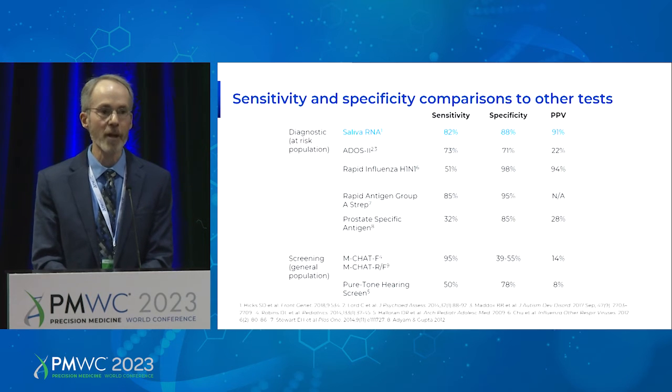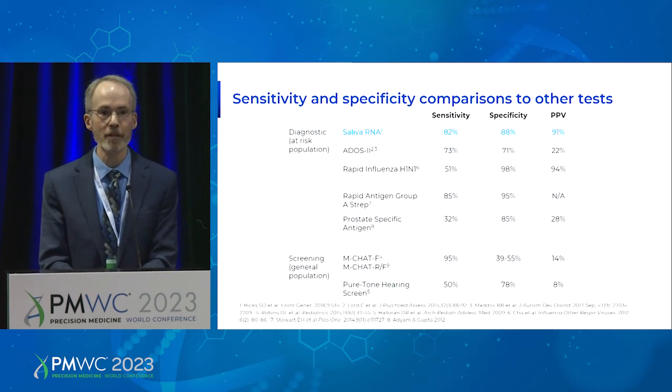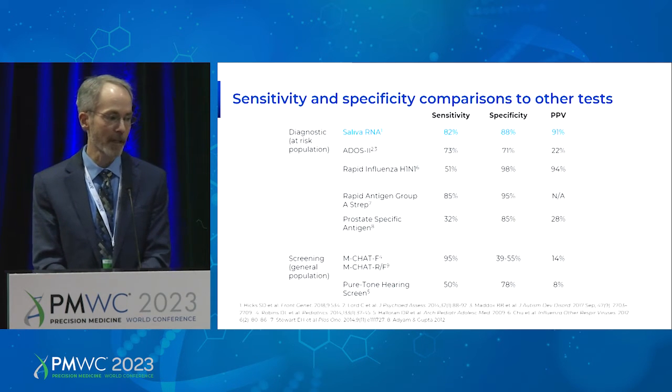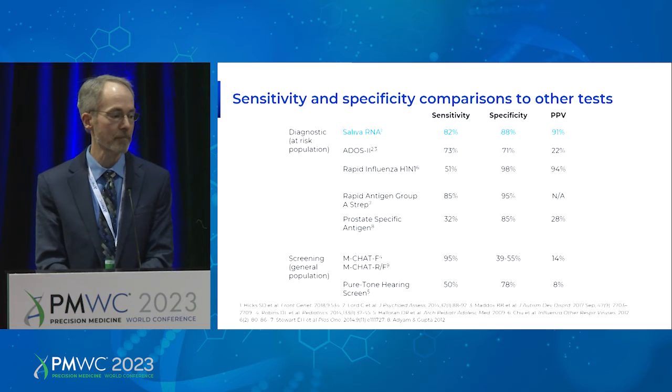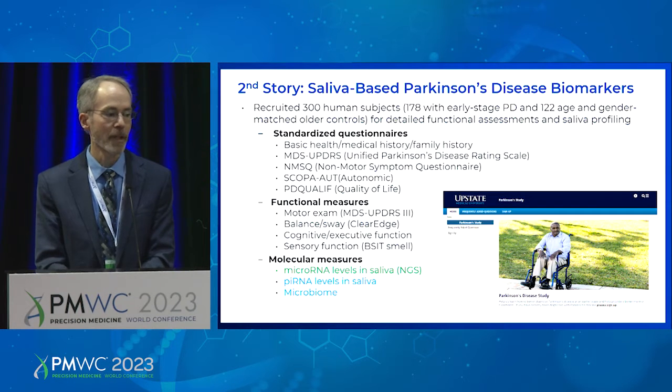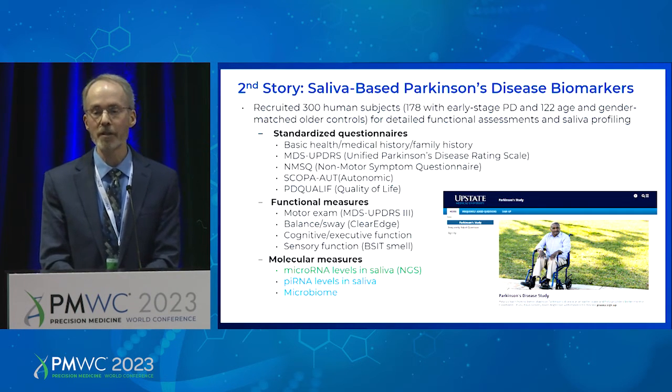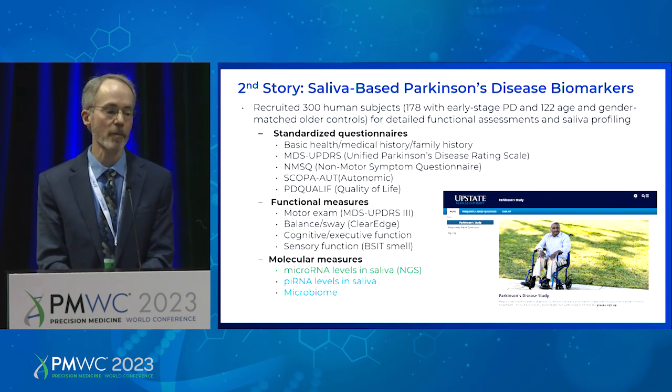The classifier performance is very similar to what you actually see for infectious agents, such as rapid strep tests and flu tests. And it's certainly better than the PSA test. So autism was successfully addressed, and we thought we gained some new insights from examining saliva. What about Parkinson's? Just one slide here.